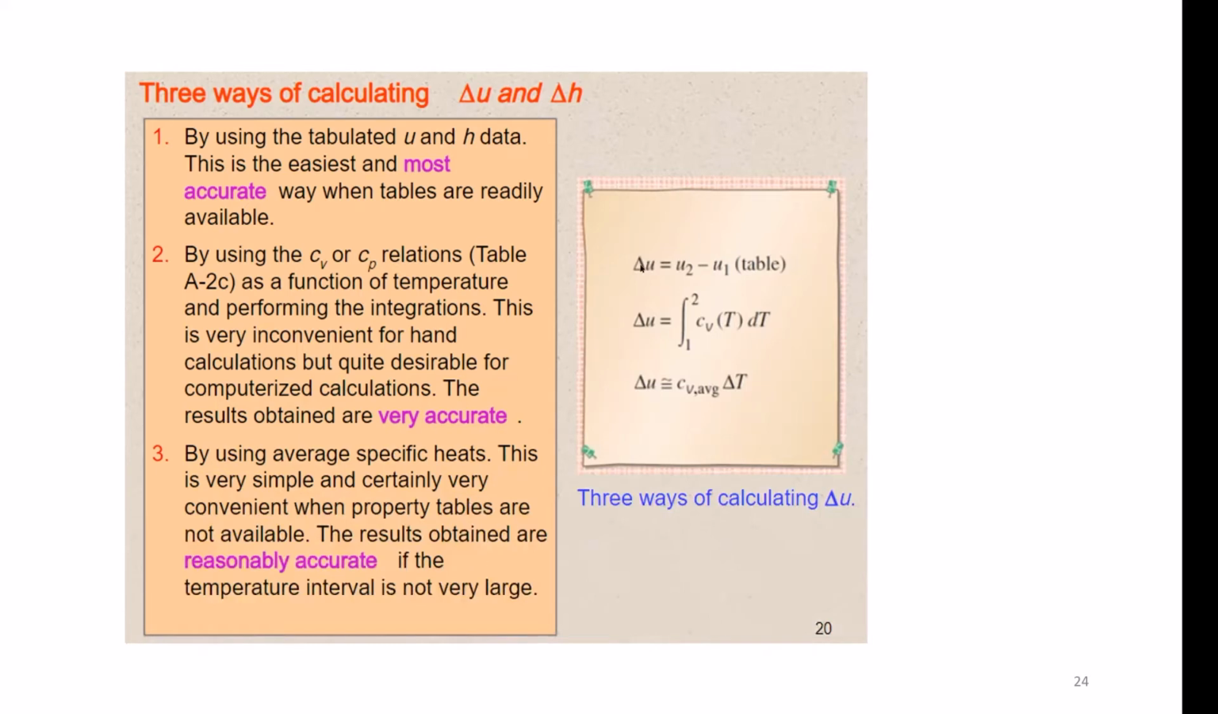All right, so either use the table, or perform the actual integration, which is time consuming, or numerically perform the integrations, or just use an average times the delta T, the CV average, or the specific heat at constant volume average.